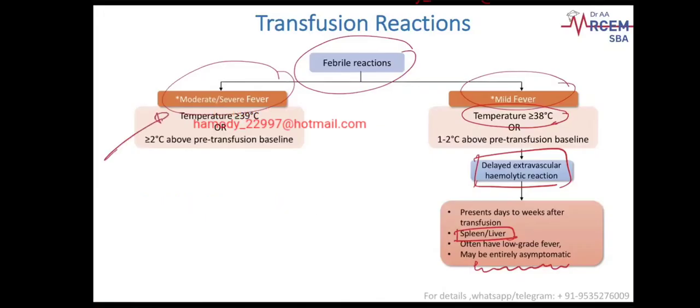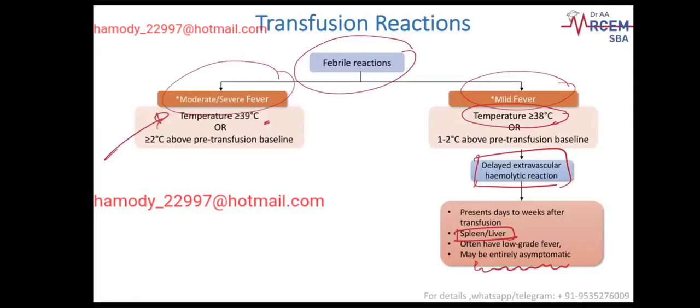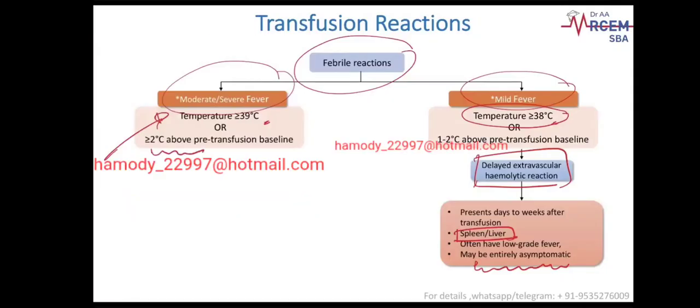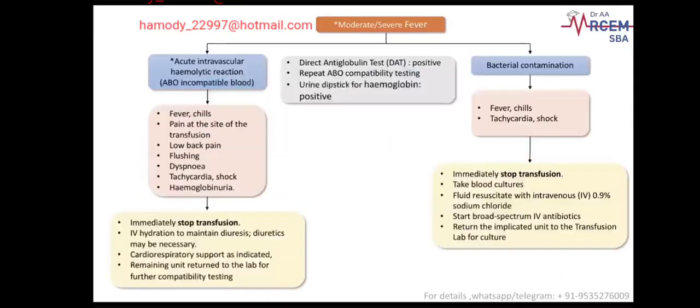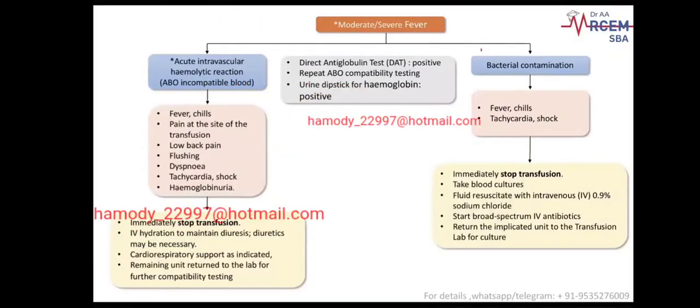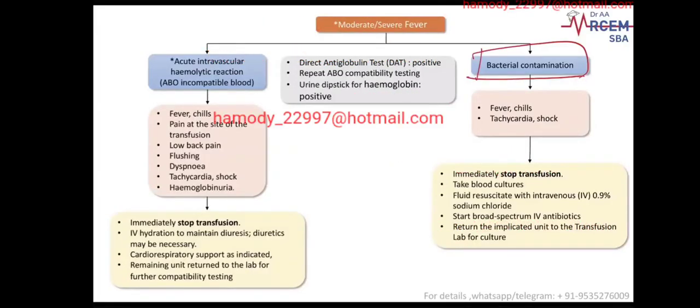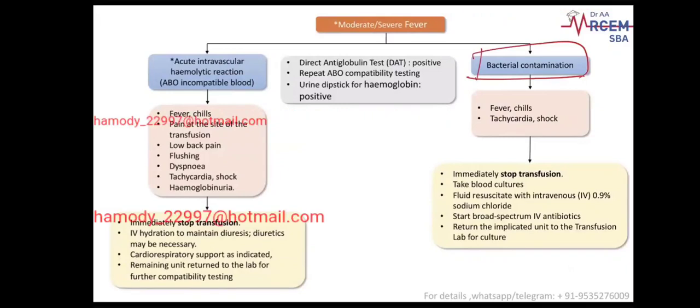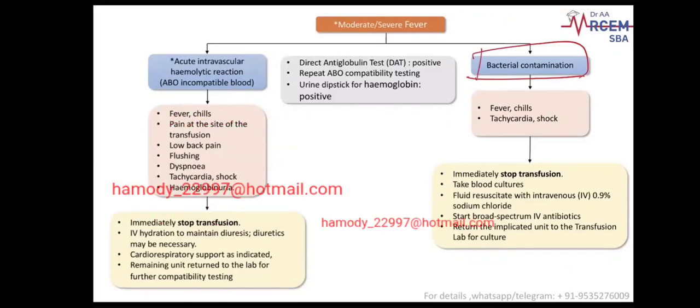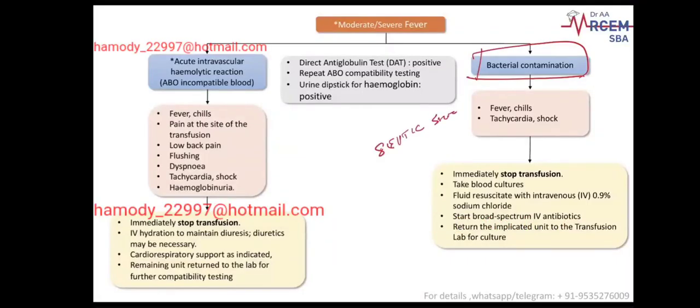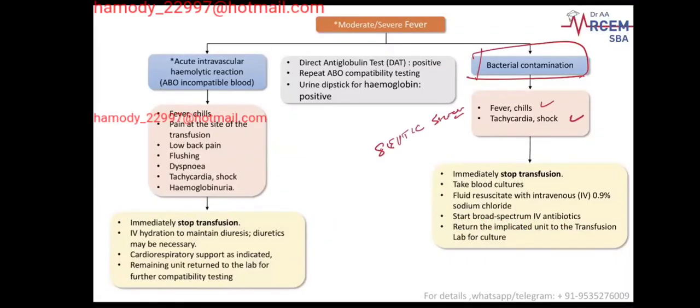Whenever the temperature is on the higher side, meaning equal to or more than 39 degrees Celsius or more than 2 degrees Celsius above the pre-transfusion baseline, then we have two main differential diagnoses. Either it might be a bacterial contamination of the blood products. Once it is bacterially contaminated, you are infusing the bacteria inside. So what will happen? It will result in severe infection and it can go into shock. It will present like a rapidly developing septic shock. So fever with chills, tachycardia, and shock.